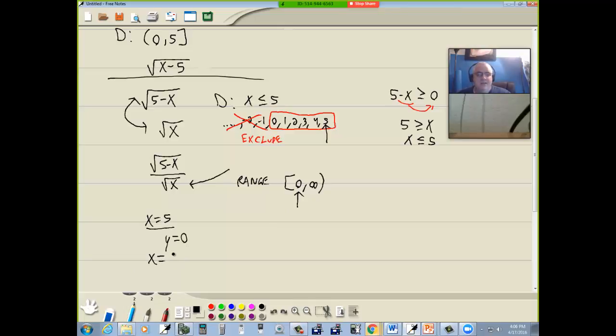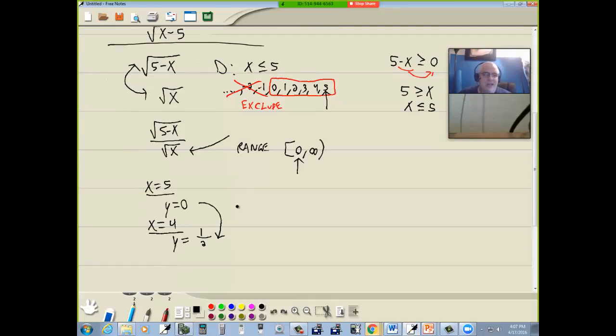Then if you plugged in, for example, x equals 4, 5 minus 4 is 1, square root of 1 is 1. And this would be square root of 4, which is 2. And I see it's just increased. Now, the range, I could sit there and plug in a lot of values and eventually see the pattern.